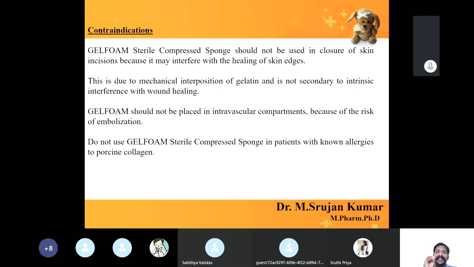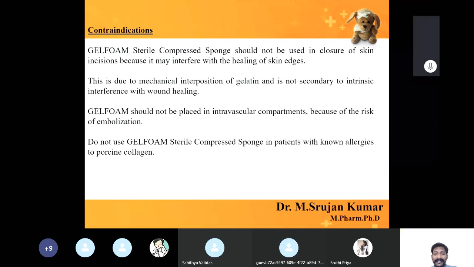You need to know in which condition gel foam should be used and in which condition it should not be used. This is due to mechanical interposition of gelatin and is not secondary to intrinsic interference with wound healing. So why does it interfere with the healing of skin edges? Because of the presence of gelatin. Gelatin will go and interpose onto the edges of your skin, thereby causing interference with wound healing.